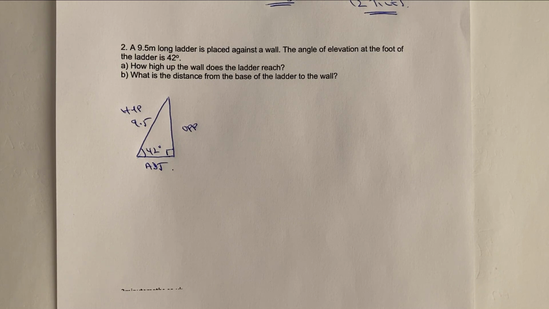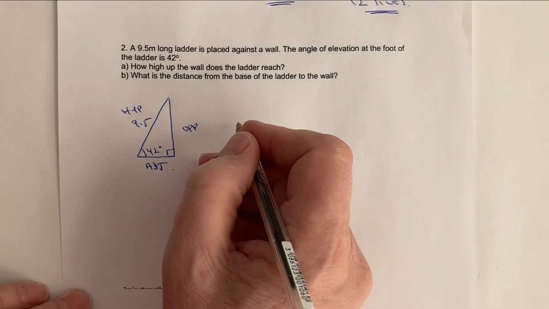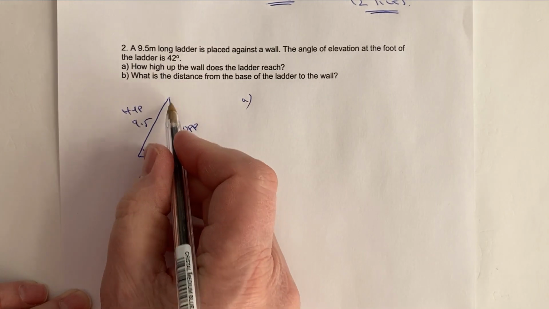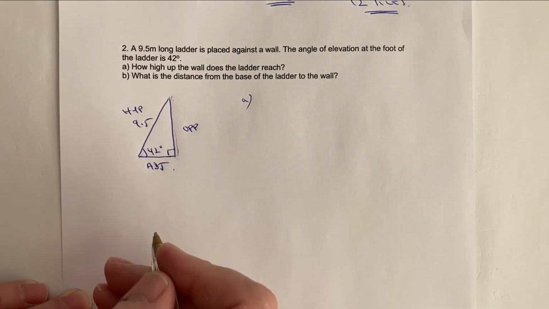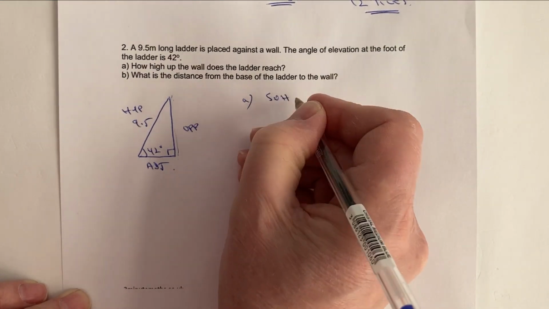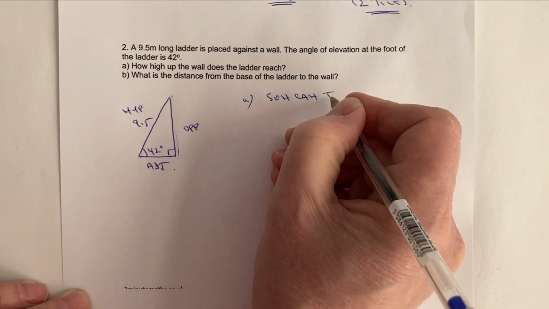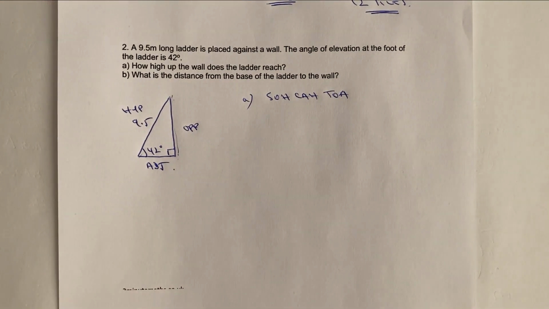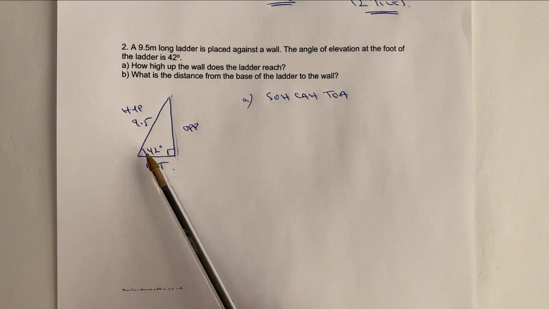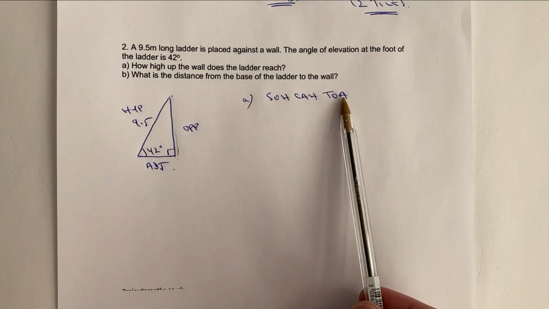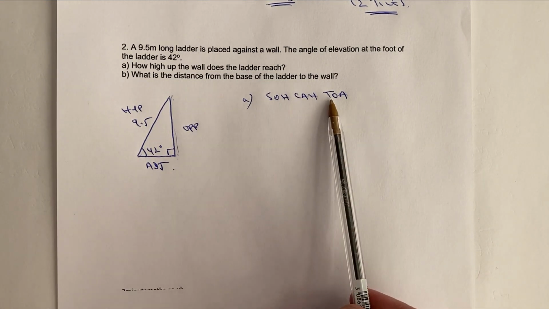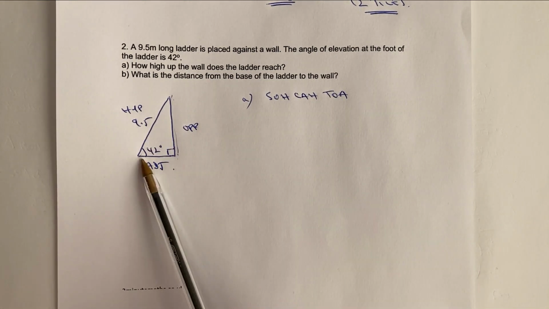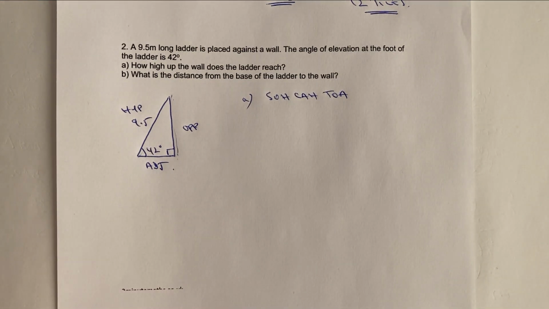The first one, part A, is how high up does the ladder reach? Well, basically, they're talking about the opposite. So, again, I'm going to write SohCahToa, and I need to choose which one is appropriate and which one is easier to use for me. Well, I've got the angle, 42 degrees, so I can use any of those. I want to find out the opposite, so it's either going to be this one or this one. I know the hypotenuse, so I'm going to use the sine rule.